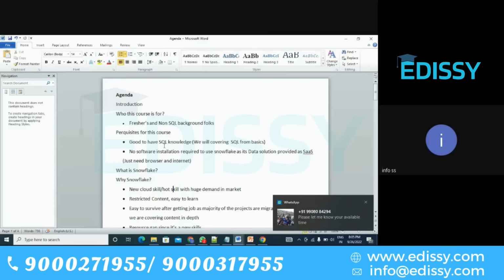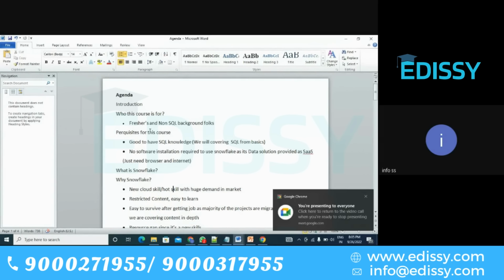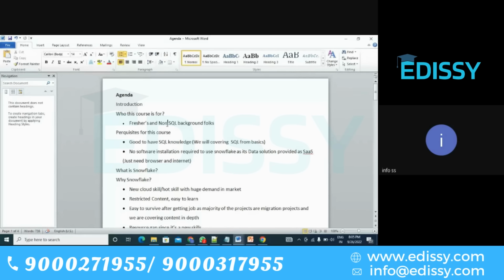This specific course is meant for freshers, non-SQL background folks, or non-IT background folks. If you are from a non-IT or non-SQL background and want to switch to IT by learning Snowflake, this course is meant for you. We will be starting from the very basics. Even if you have some SQL knowledge, that is well and good, or else we'll be starting from the very basics.